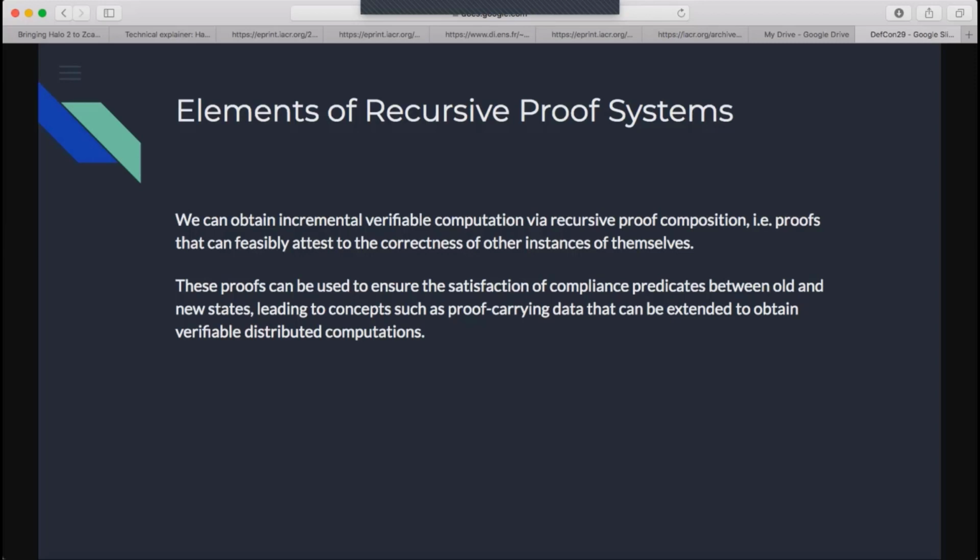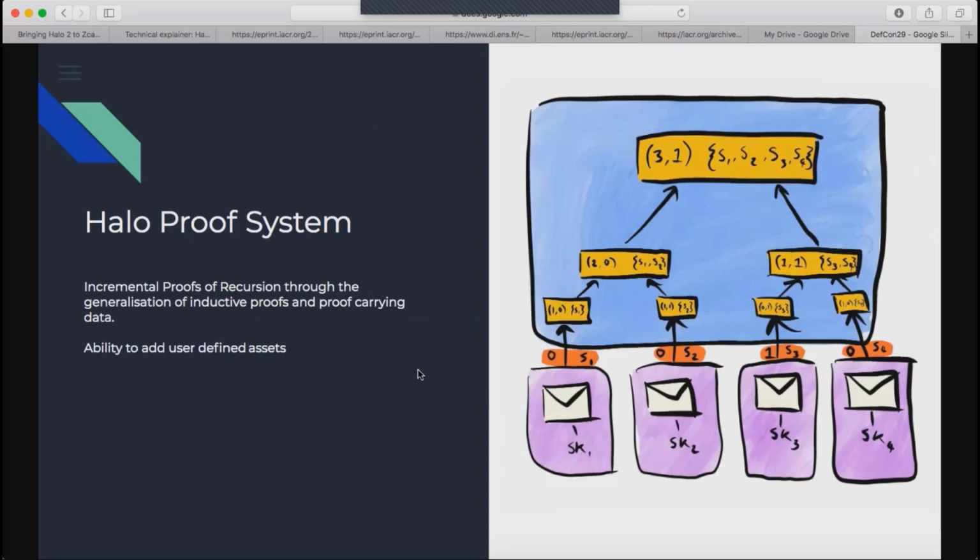We can use them to verify the sequence or order of transactions. One core concept of recursive proof systems is proof carrying data, which can be extended to obtain verifiable distributed computation. Halo is a very popular example of a recursive proof system, which has been proposed for various voting systems. Voting can be considered a recursive proof activity because you do the same operations in a hierarchy, in a recursive way. For example, you do the same voting across countries, and in countries, they do voting in different states, and continue that in districts or smaller local governance units.